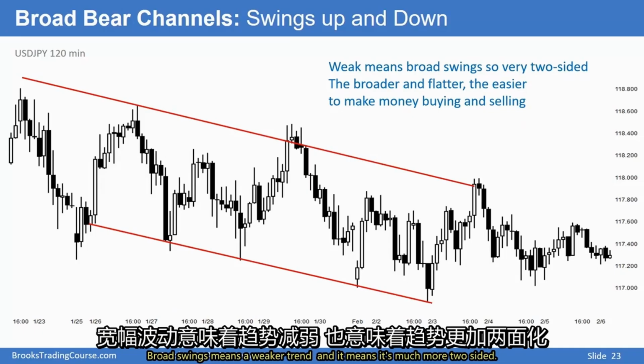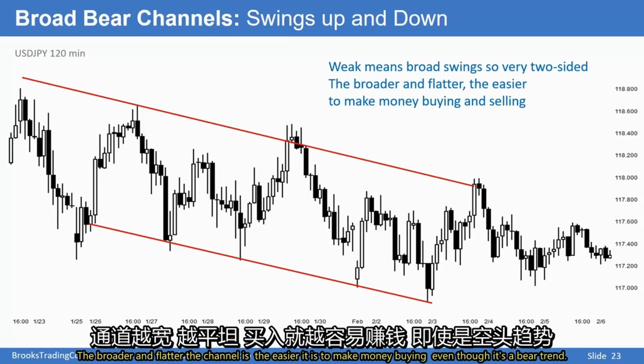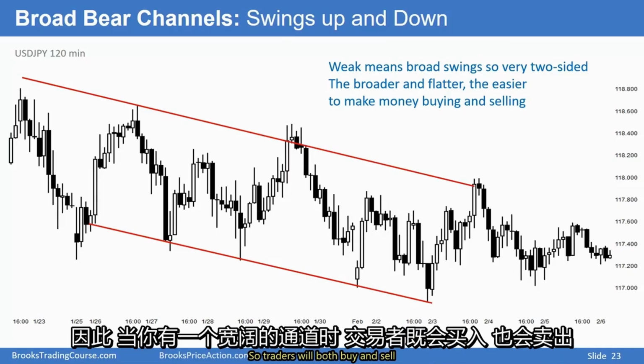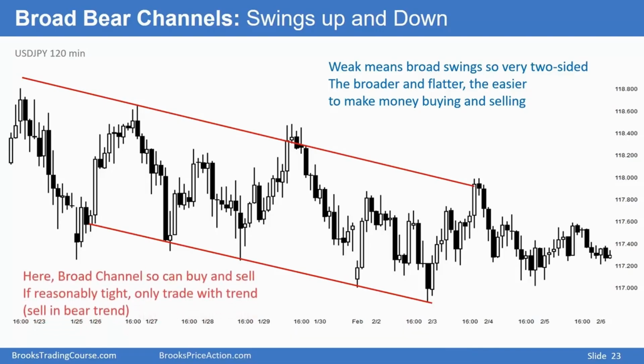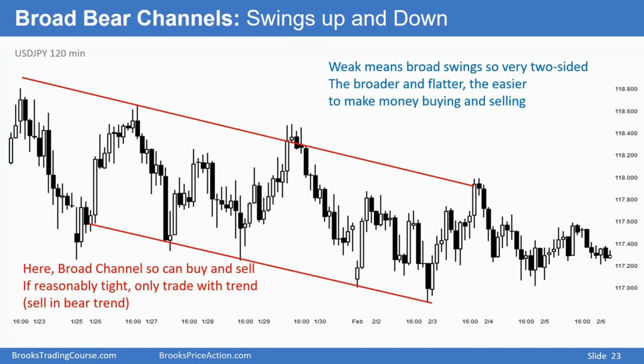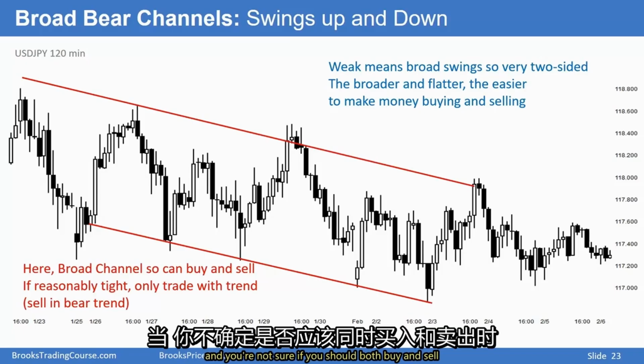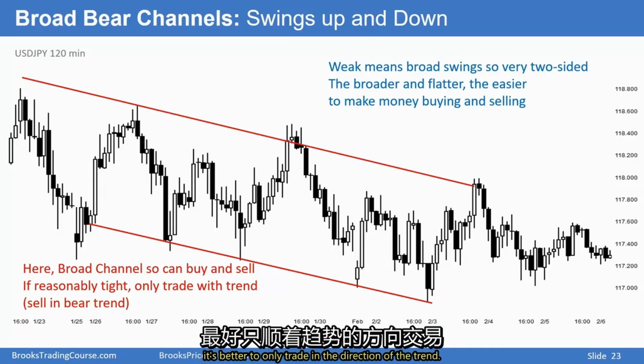Broad swings means a weaker trend, and it means it's much more two-sided. The broader and flatter the channel is, the easier it is to make money buying, even though it's a bear trend. So traders will both buy and sell when you have a broad channel, especially when it's flat like this. When a channel is reasonably tight and you're not sure if you should both buy and sell, it's better to only trade in the direction of the trend. If you have a tight bear channel, it's better only to sell. This is broad. You can trade both ways.